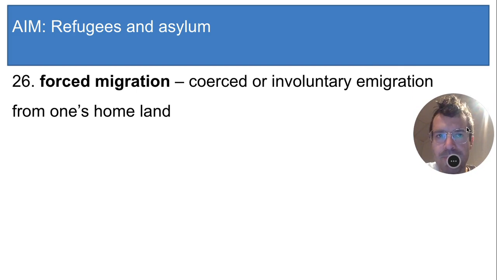Forced migration occurs when someone has no choice but to leave their home country. You have already learned about one example of forced migration in this class, and that was the forced migration of millions of people from West Africa to the Americas between 1500 and 1800, also known as the transatlantic slave trade.